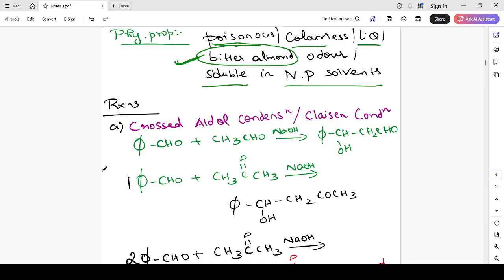Ma'am, what is bitter almond smell? You have this badam, na? The badam is called almond. Just imagine you roast it very harshly, it becomes blackish in color, and whatever odor it gives, that is called bitter almond. Okay, ma'am.